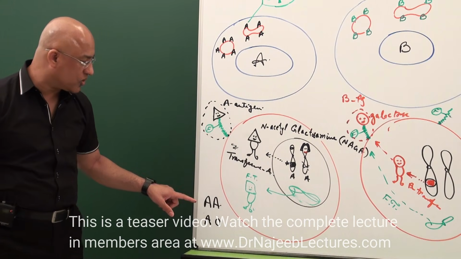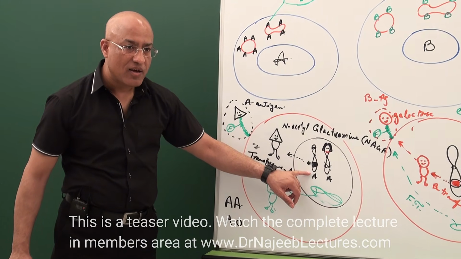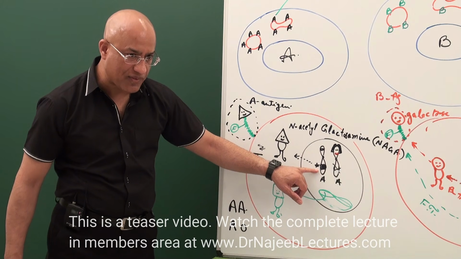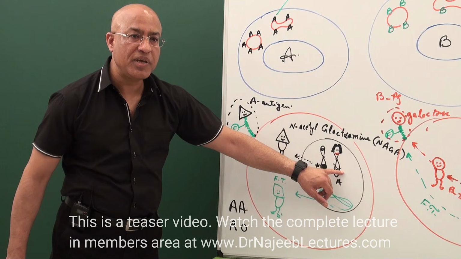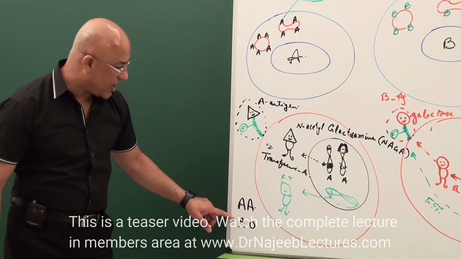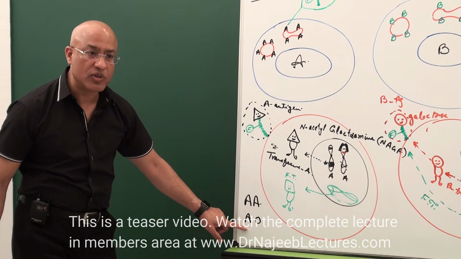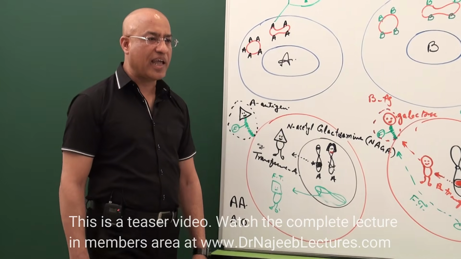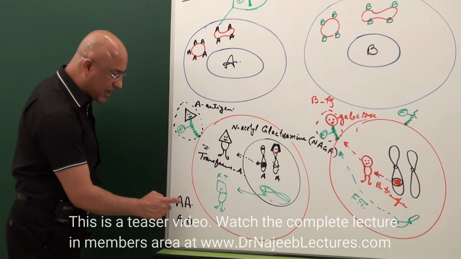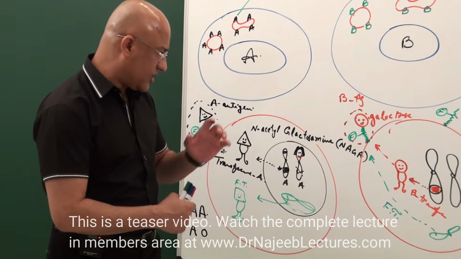We call them homozygous for A. And some will have, at one locus of the chromosome, an active A, and on the other side there may be an inactive, non-functional gene. Then we call it AO. And this is not homozygous, this is heterozygous. So people who have blood group A, if you look at their genotype, it may be homozygous A or heterozygous A. Is that clear?